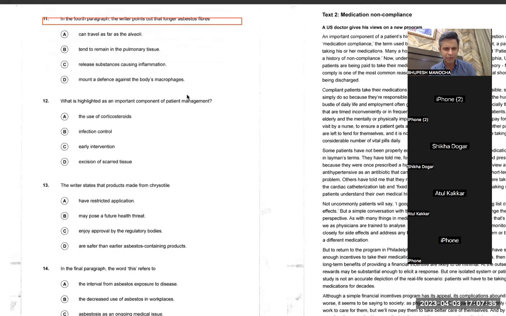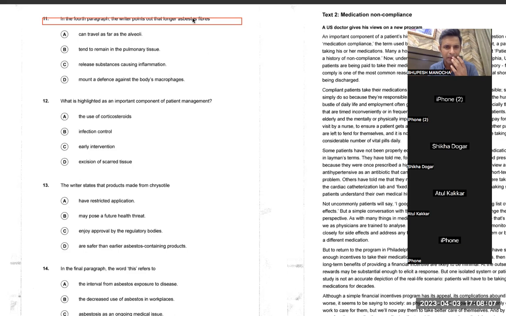The writer points out that longer asbestos fibers can travel as far as alveoli. I think they cannot travel because they get lodged into the lung tissue. I don't think they can travel, because the smaller ones can easily travel. So C, I think that should be the answer. Just a second, let me try and resolve this. First of all, I have to mute you all. I forgot to mute you because that disturbs me at the end of the day. Okay, I've muted you now.